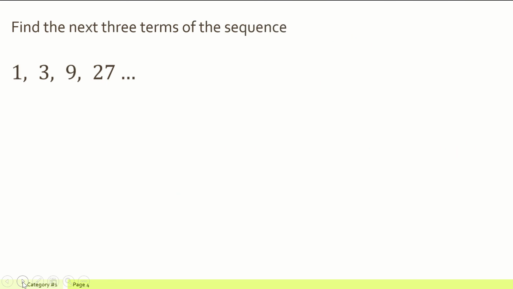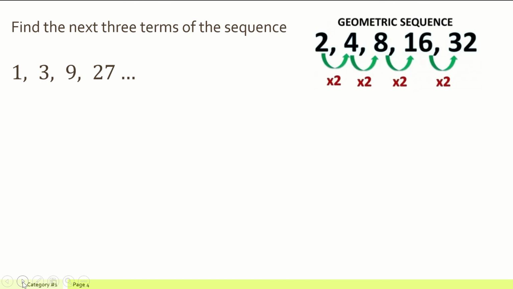Find the next 3 terms in the sequence. So in this sequence, notice you might have thought add 2 each time. Well, 1 plus 2 is 3, but 3 plus 2 is 5. It's not 9. So that lets us know that this is not arithmetic, but now a geometric sequence, when it's a multiplier. So here, for example, here's a sequence that is being multiplied by 2 or doubling each time.